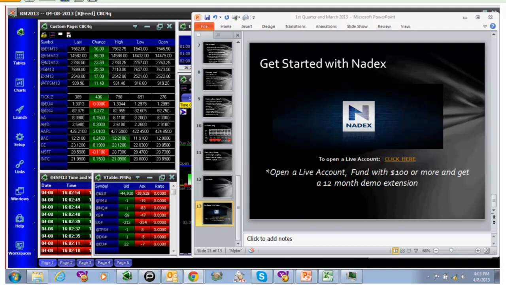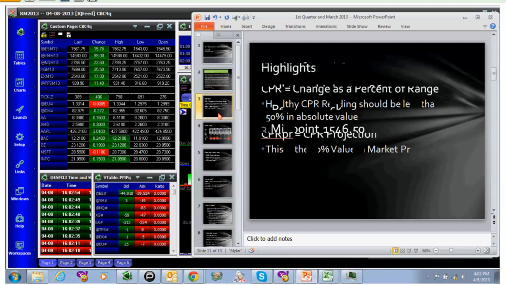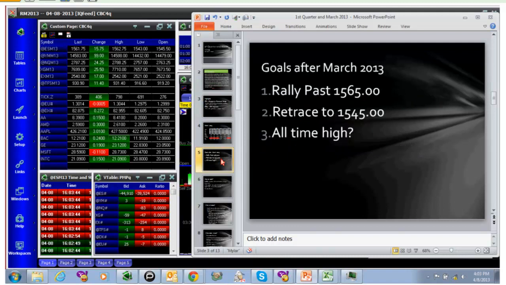So if we can set up the story, understand the goals, my goal for the quarter is now all-time high at 1586.75, or retrace back to 1506 quarter. Last week, the goals were a little bit simpler. Rally past 1565, which it did Sunday night. Retrace back to 1545, which it did on Tuesday. All-time high, didn't happen. So last week was a lot simpler.